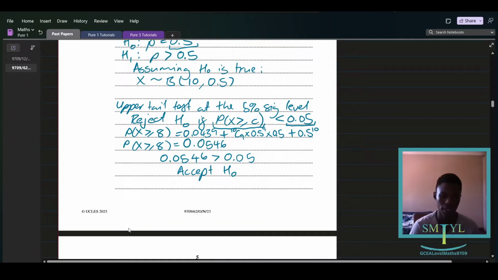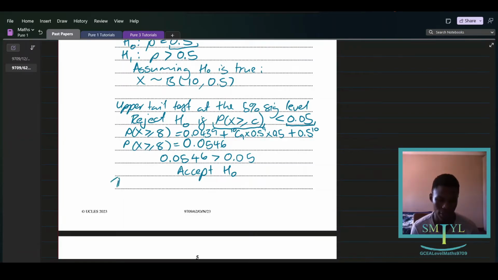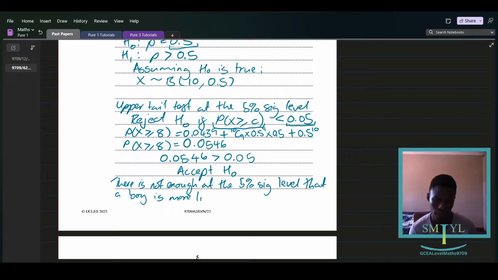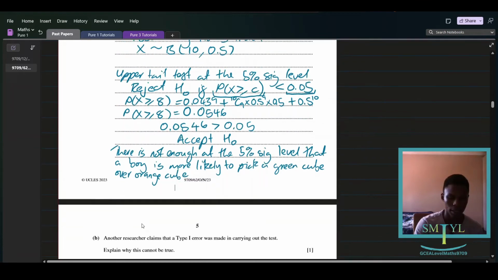And now let's conclude in context. And we can say that there is not enough evidence at the 5% significance level that a boy is more likely to pick a green cube over an orange cube, and this would be our final answer. Let's move on to part B.